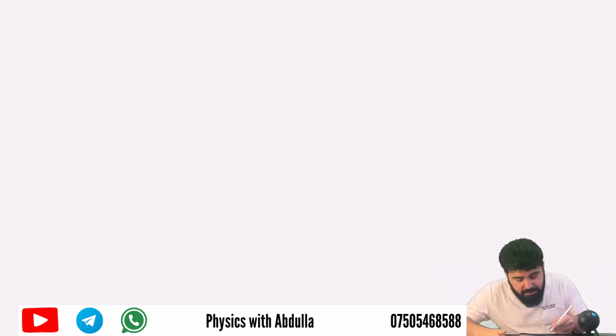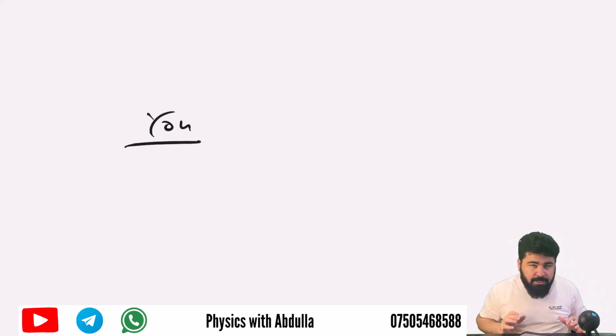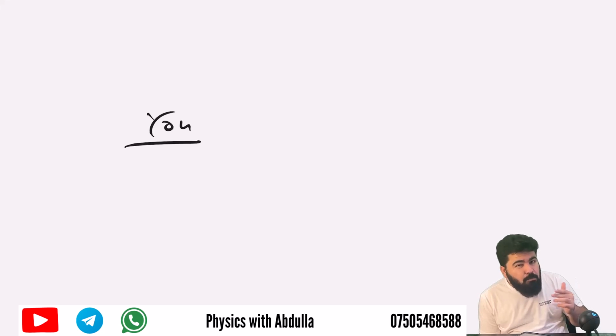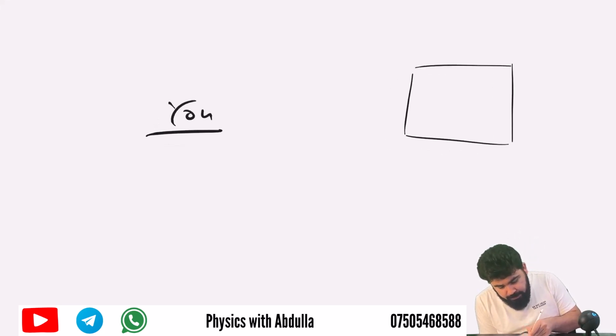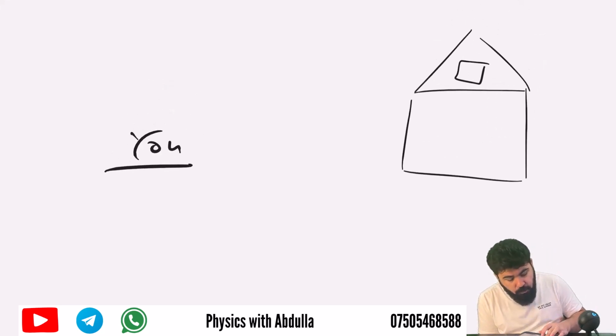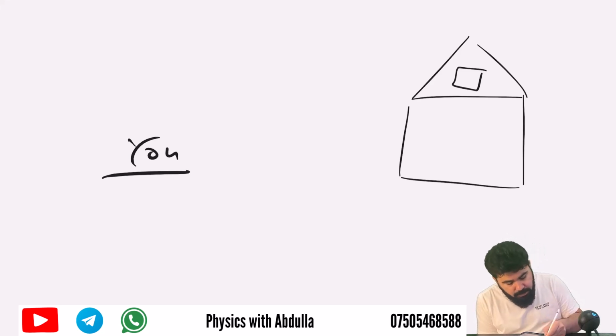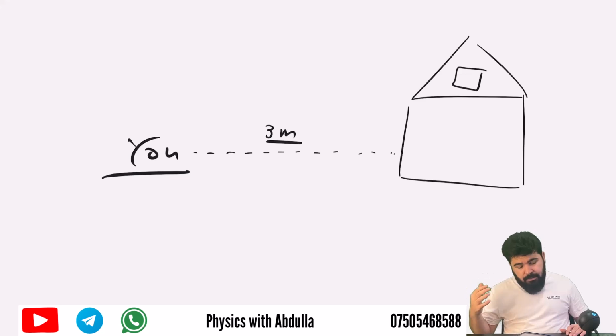Okay, so let's say this is you. Okay, you are in a place which is all white. Okay, now what if I add something? What if I add a house? Okay, let's say this is a house. Now you can say that I am close to a house. Let's say you know the distance too. You're gonna say I am 3 meters away from that house.